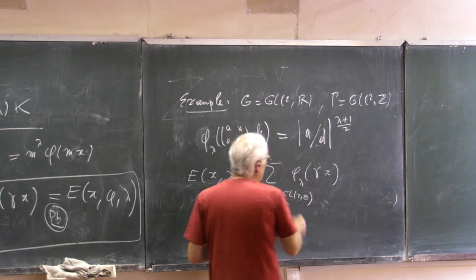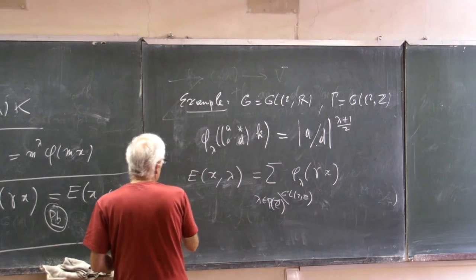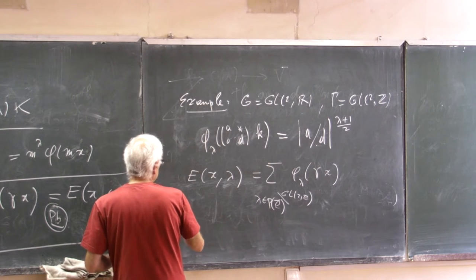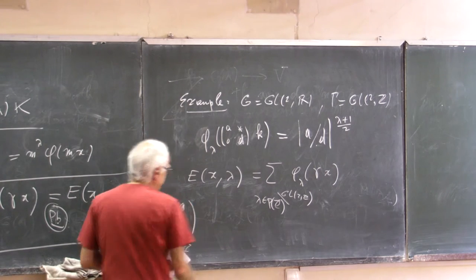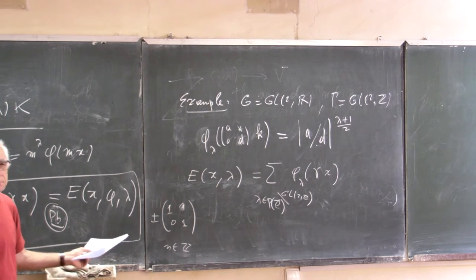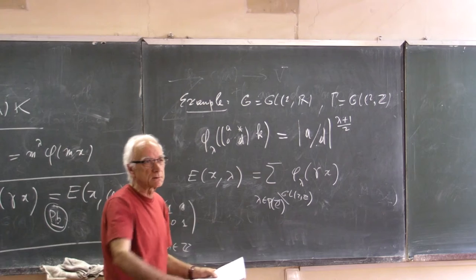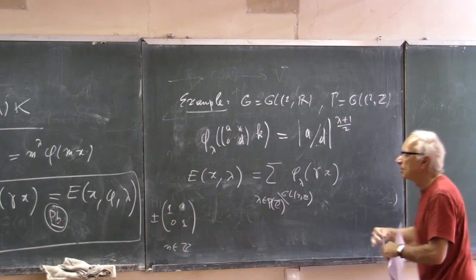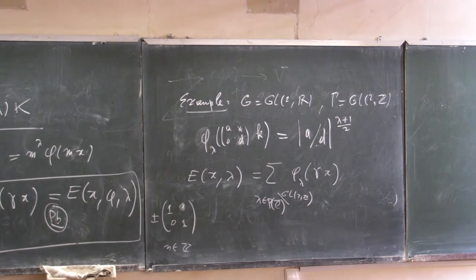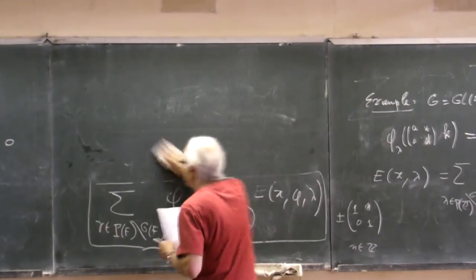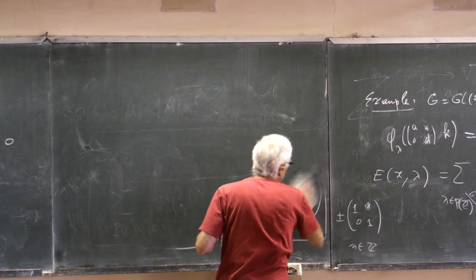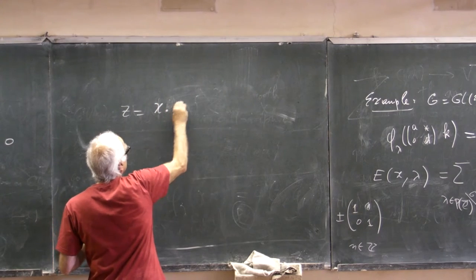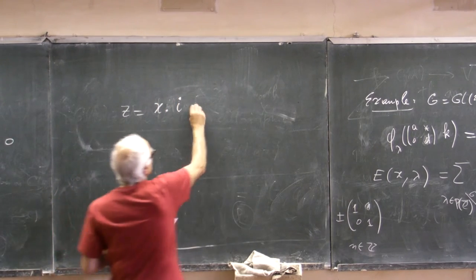Triangular, upper triangular matrices. But in that case, it's simply plus or minus 1, 1 n, 0 1, with n in Z. You just have that. The adelic subgroup is the set of upper triangular matrices. So if you write it in the classical notation, to write z equals x times i.